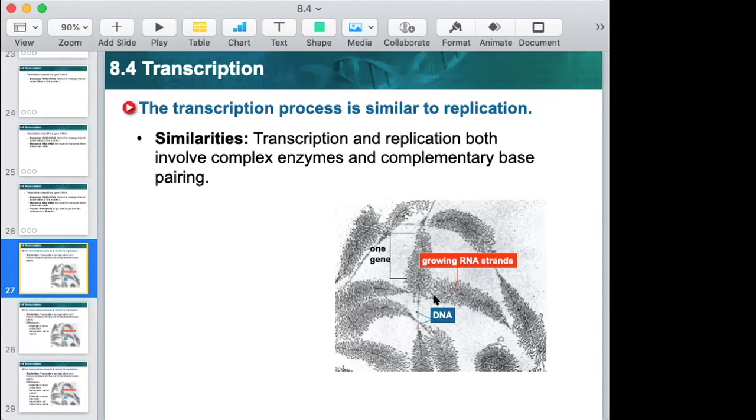So it's pretty cool to see transcription happen. You can see it looks like a feather where you have, this is one gene on your DNA strand, and you have a lot of RNA polymerases that are branching off and building RNA. It looks like little feathers on here. Each of these little lines is RNA being made. And so hundreds of them happen all at once. You have hundreds of these within one DNA happening all the time.